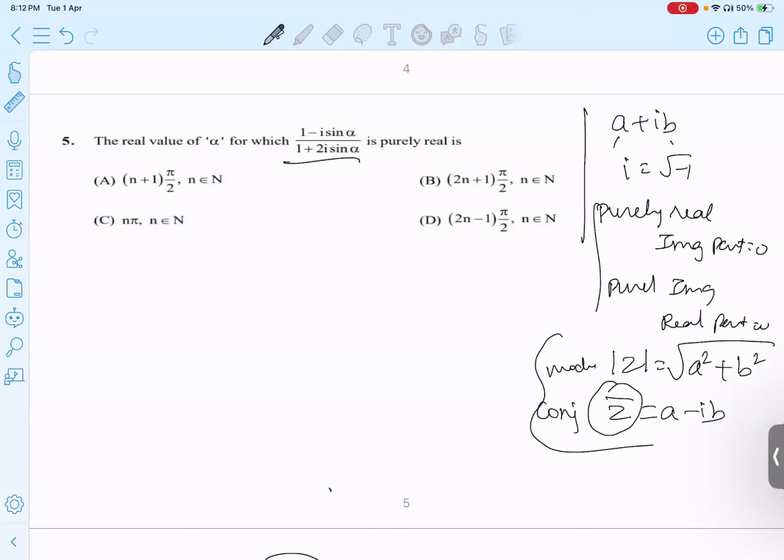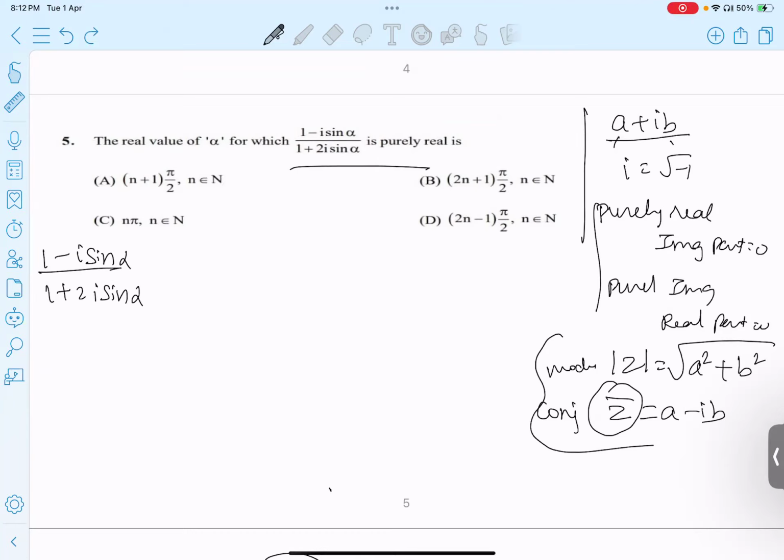Students, now let us start with the problem. What is the question? This is purely real. So let us write this in the standard form of a plus ib. How to reduce this into the standard form of a plus ib? We should not have any complex number in the denominator, but there is an i value, that is a complex number, in the denominator.